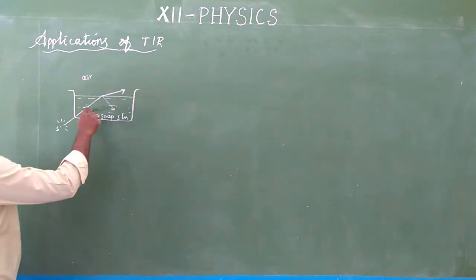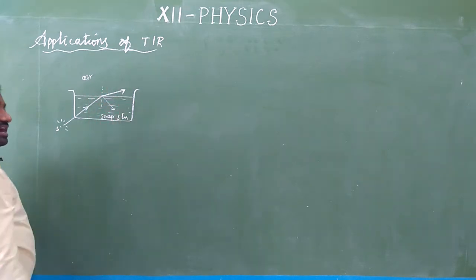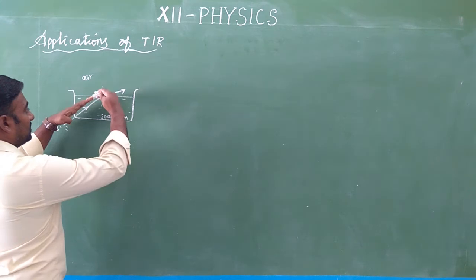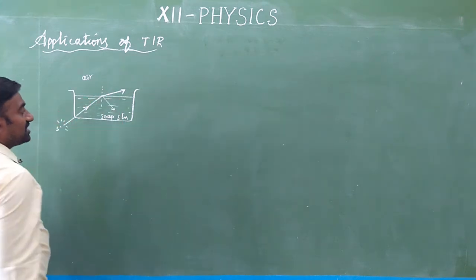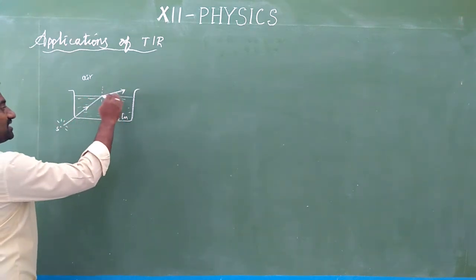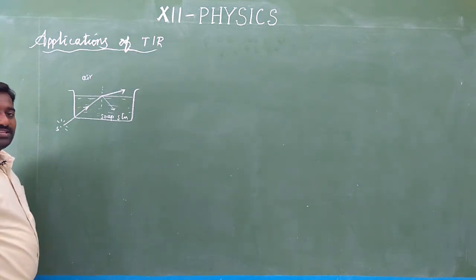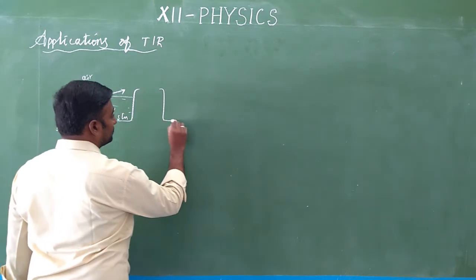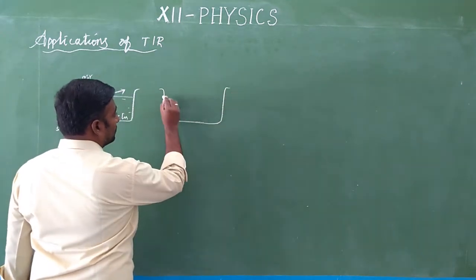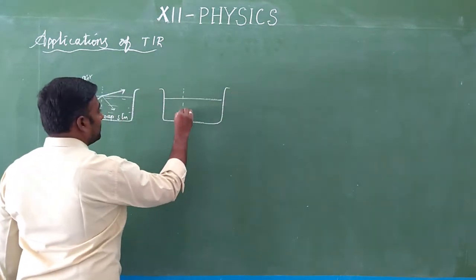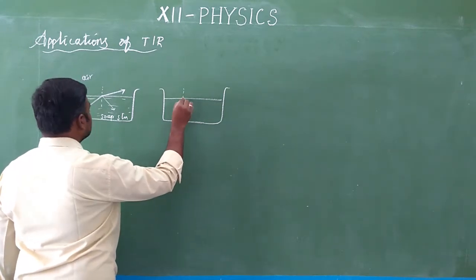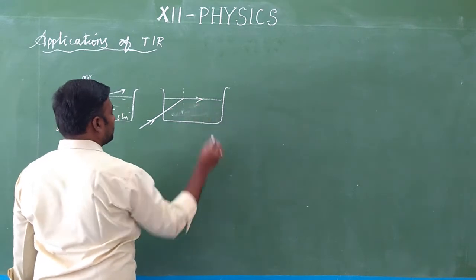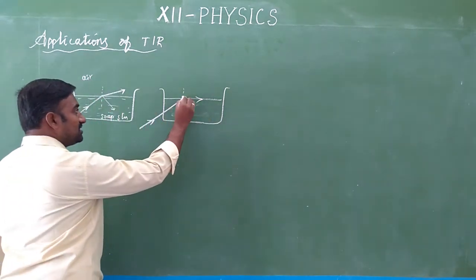Okay, right? Because denser to rarer, the light bends away from the normal. If you increase the angle of incidence, you can notice that the angle of refraction also increases. For a particular angle of incidence, the refracted angle becomes 90 degrees. That is what we have seen as the critical angle. So for the critical angle in the same trough, okay, the angle of incidence increases, then the refraction takes place along the surface. Okay, so this is called the critical angle.